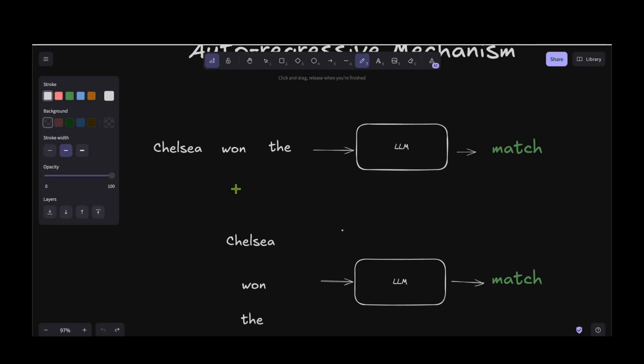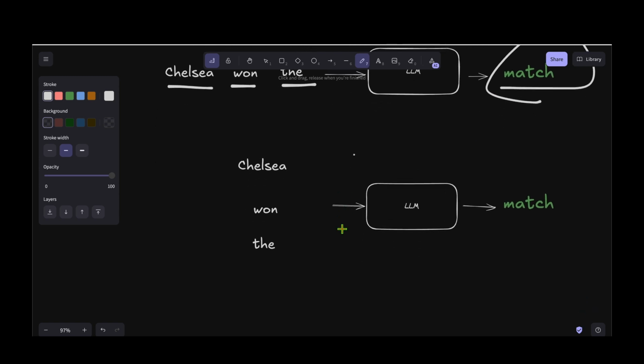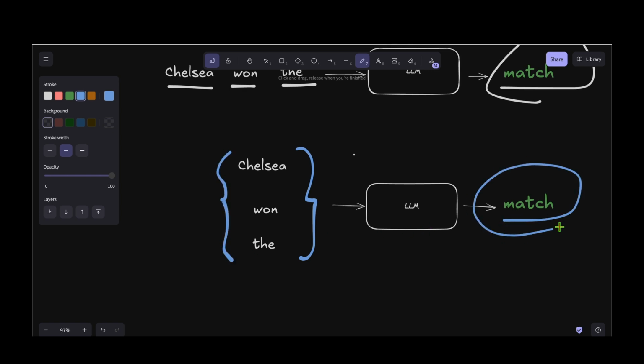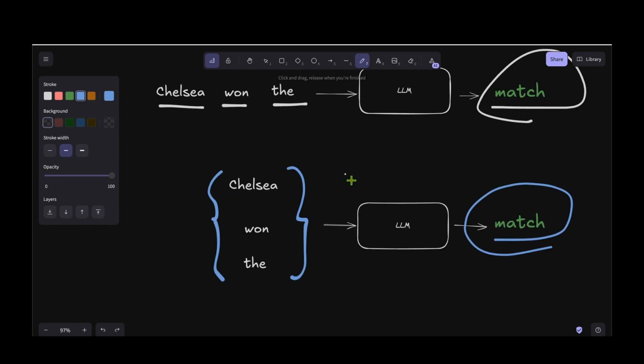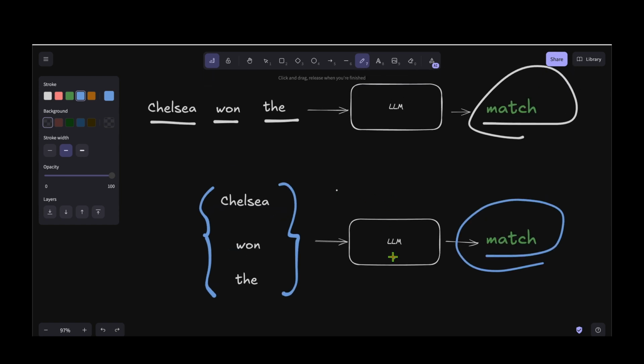So if we look at the auto-regressive models, we give the input in sequence. For example, we pass Chelsea, and the model is going to predict the next word, which is the match. But nothing is stopping us really from giving all these together. And if we pass all these three words together, the model needs to predict the next word, or it could be that we're going to hide this word. So that's the main motivation behind challenging the autoregressive nature of these LLMs.